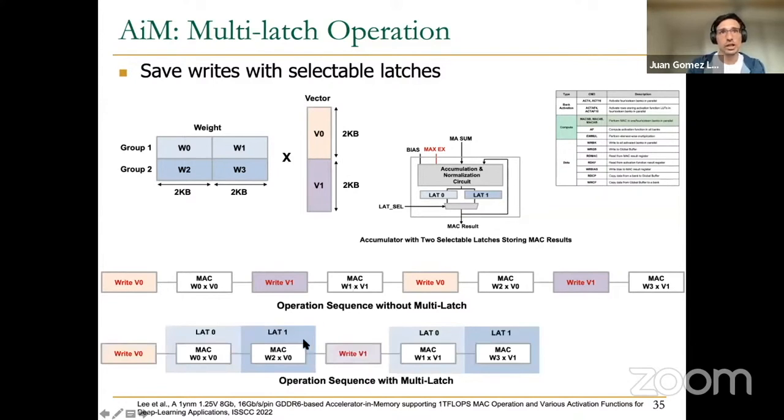With the multi-latch operation, it's possible to first write V0 and perform this computation W0 times V0, and then W2 times V0, and then write V1 and perform W1 times V1 and W3 times V1. And thanks to the fact that we have 2 latches here, it's possible to save 2 of these long latency writes.